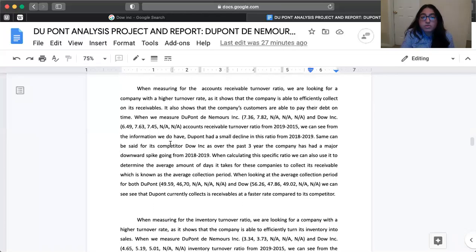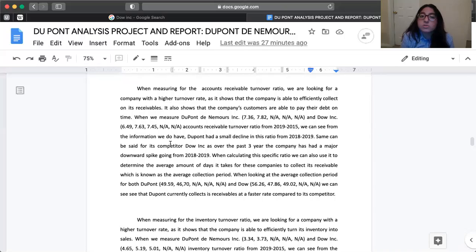When we are measuring the accounts receivable turnover ratio, we are looking for the company with a higher turnover rate, as it shows that the company is able to efficiently collect on its receivables. It also shows that the company's customers are able to pay off their debt on time.